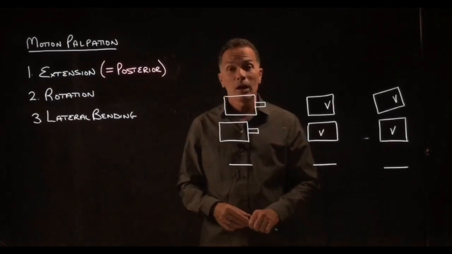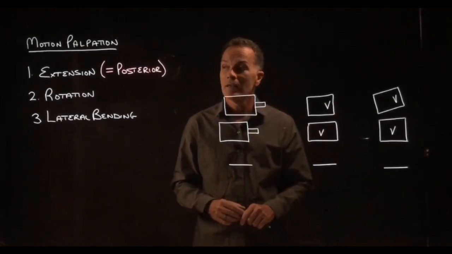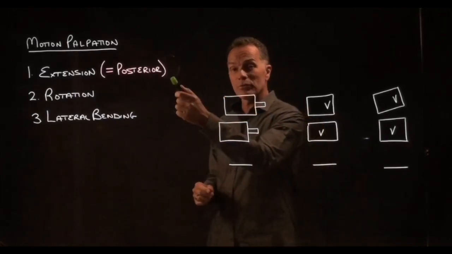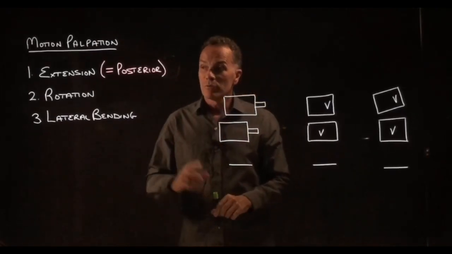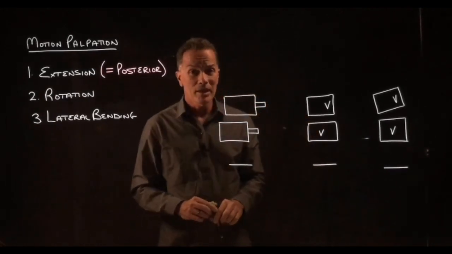In this video, I'll explain how we create a spinal listing from our motion palpation findings. When we motion palpate the spine, we always motion palpate with extension first, rotation second, and lateral bending last. The reason why we do extension first is because that's the first component of a subluxation.